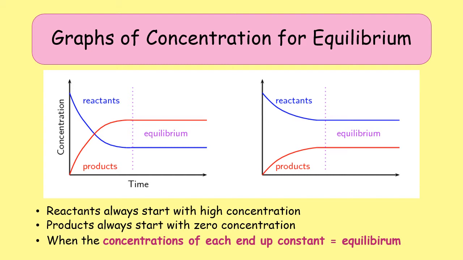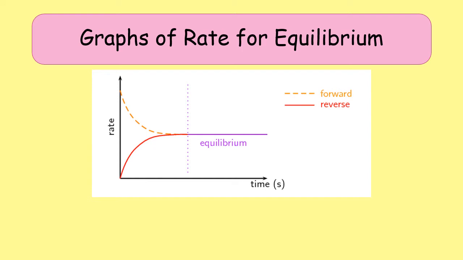We can also use graphs representing rate to identify equilibrium. So in this case, there's only one possible graph that you can get. One showing the rate of the forward reaction, reactants turning into products, and one showing the reverse reaction, or products turning into reactants. Equilibrium is reached when these two rates become identical to one another. So the two lines merge together. And remember, the axes in this case are different.